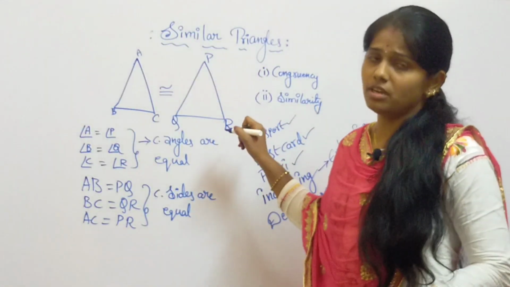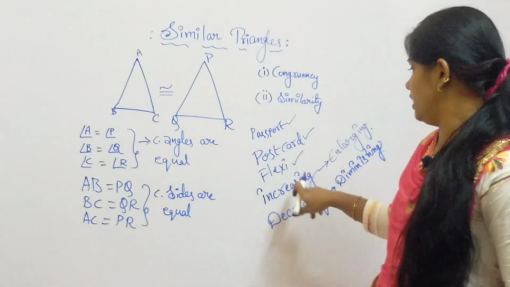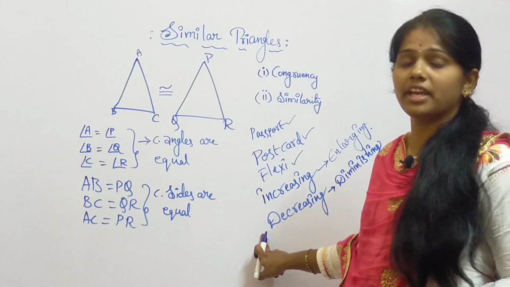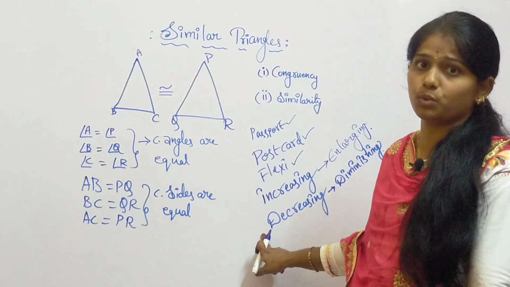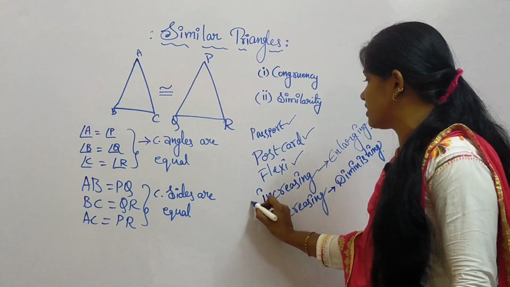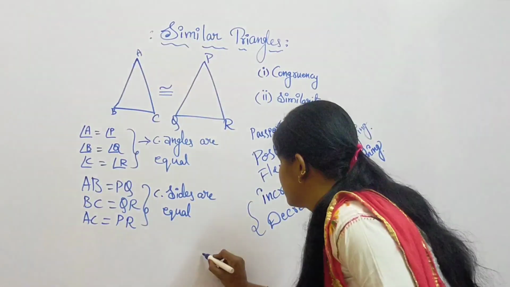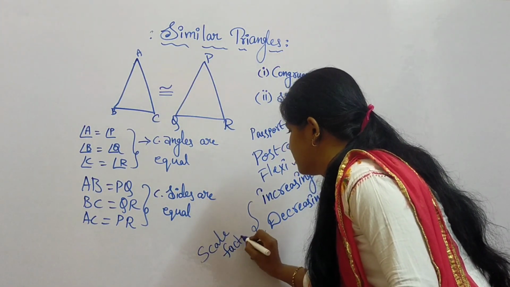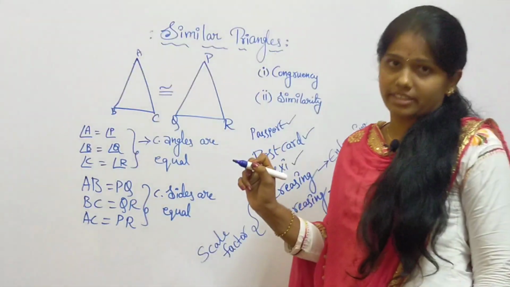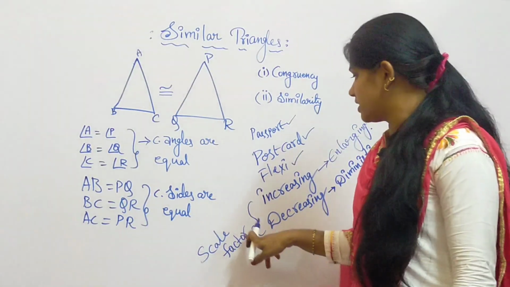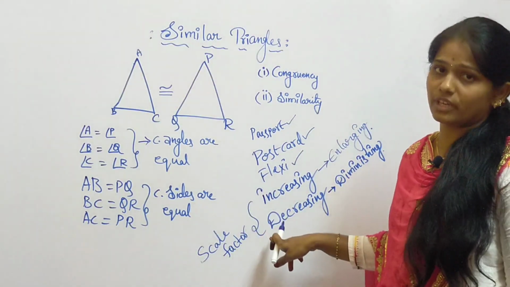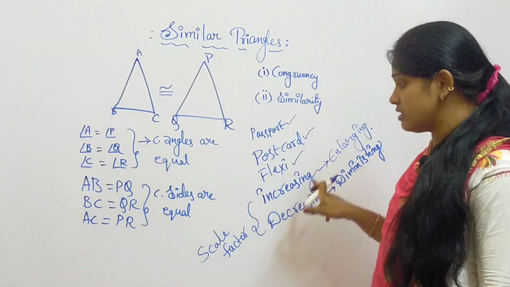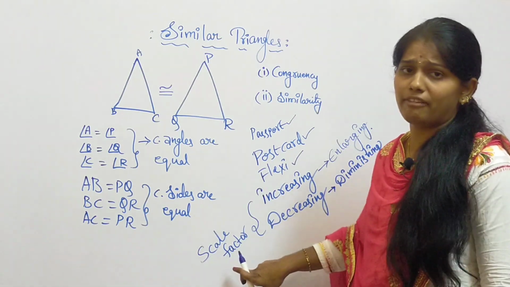Enlarging and diminishing both can be done for a photograph. This increasing and decreasing can be done by taking one special factor into consideration. That special factor is called the scale factor. Scale factor means increasing and decreasing. That means enlarging or diminishing can be done for this photograph, that we call the scale factor.